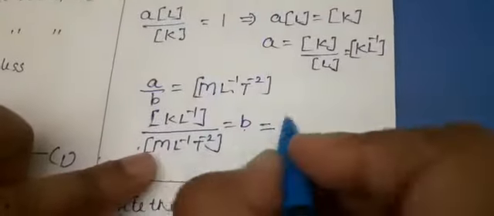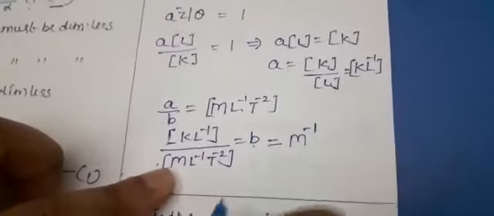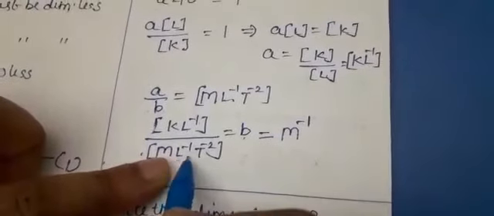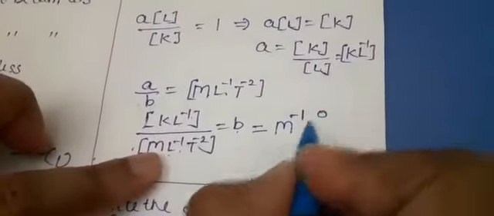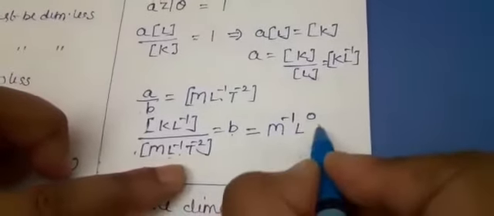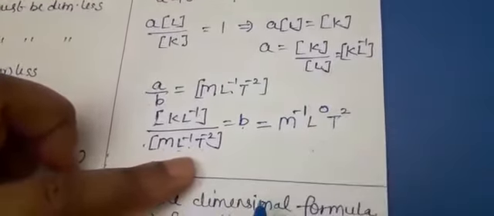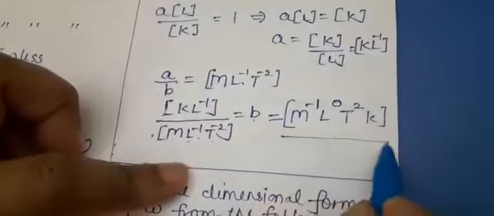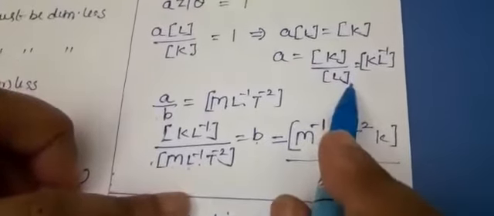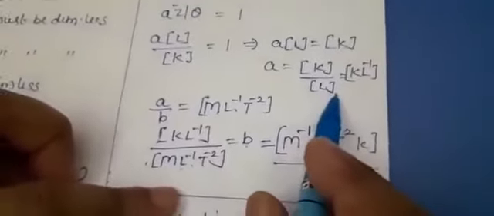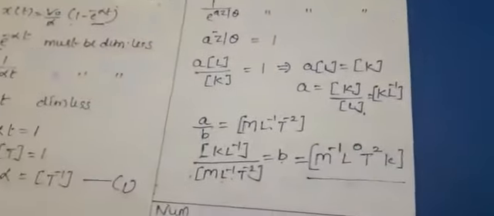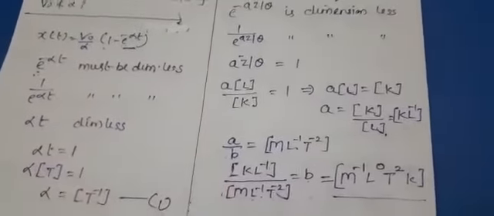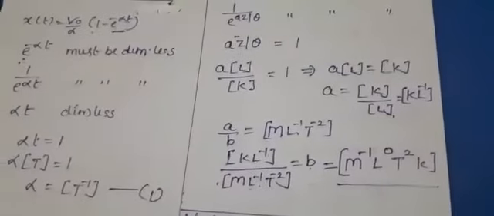So from here, what are you getting? This M is in the denominator, so it will come out to be M raised to the power minus 1. L raised to the power minus 1 in the numerator and raised to the power minus 1 in the denominator, so L raised to the power 0. T raised to the power minus 2 in the denominator, so in the numerator T raised to the power 2. And K raised to the power 1. So this is the dimension formula of B and this is the dimension formula of A. In this kind of numerical, you just have to understand that exponential functions are dimensionless. This is a key point which you have to apply wherever you use the concept of an exponential function.